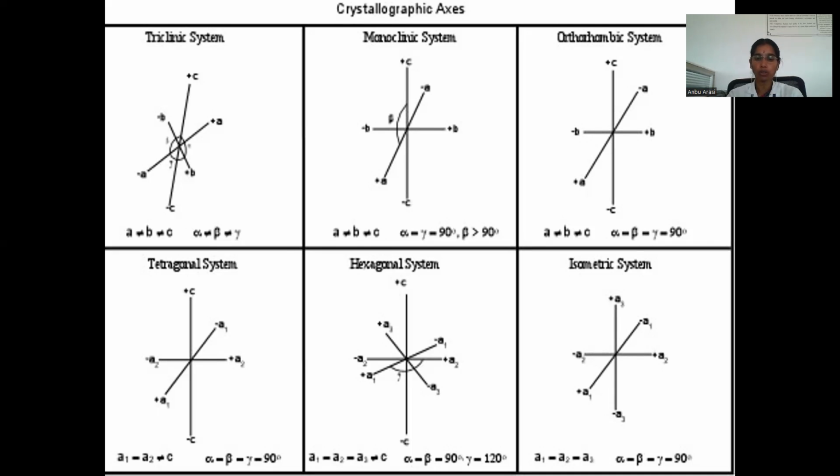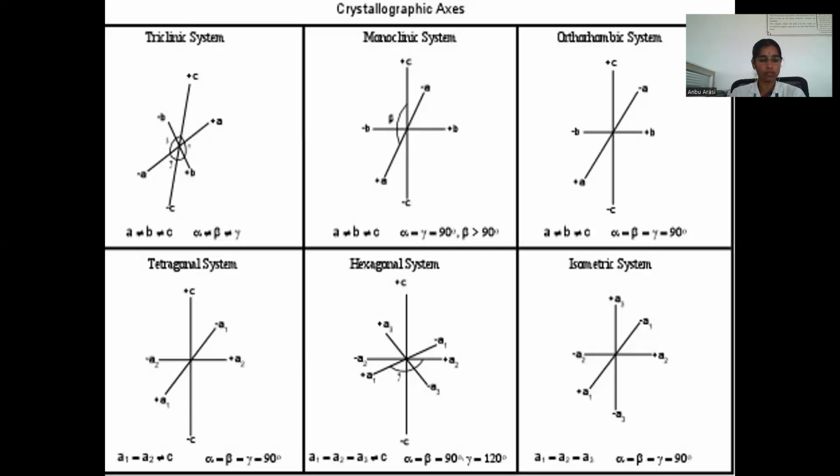And third is orthorhombic system. An orthorhombic system is characterized by 3 unequal crystallographic axes which are perpendicular to each other. Here also A is not equal to B, B is not equal to C, but they are always perpendicular to each other. So alpha, beta, gamma equal 90 degrees.